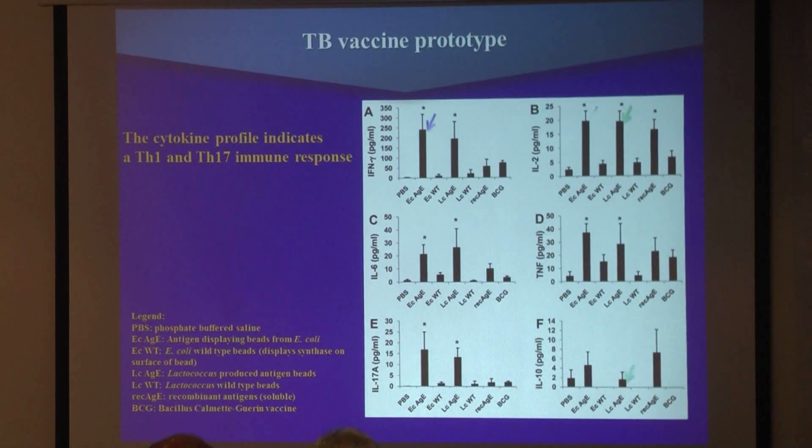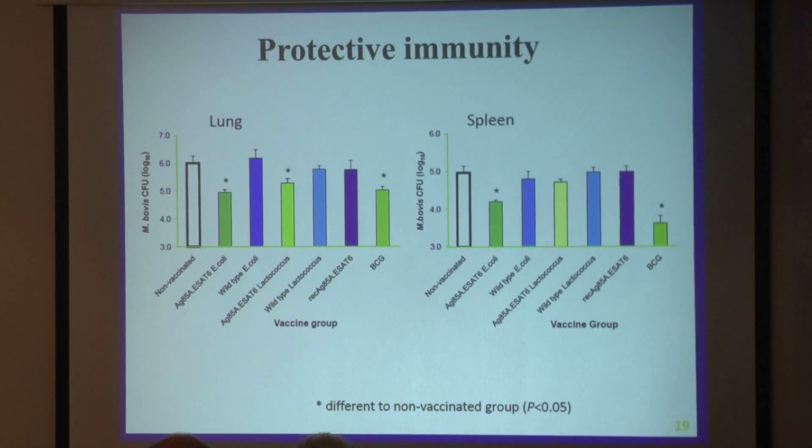Further cytokine profiling also indicated that we see a Th17 response using those TB antigens in mice. And in blue, these are the beads from E. coli. In green are the beads isolated from Lactococcus, from the yogurt bacterium. And they resemble each other.